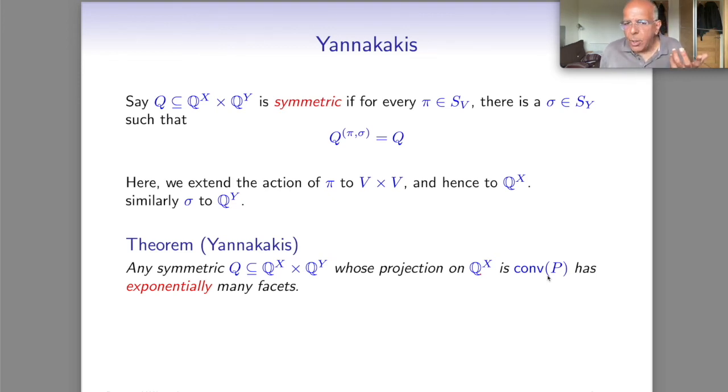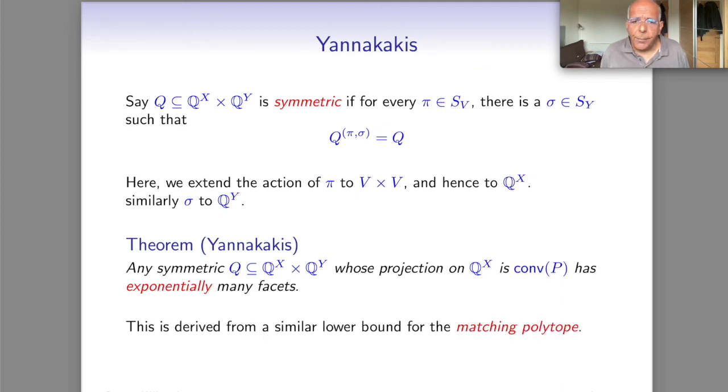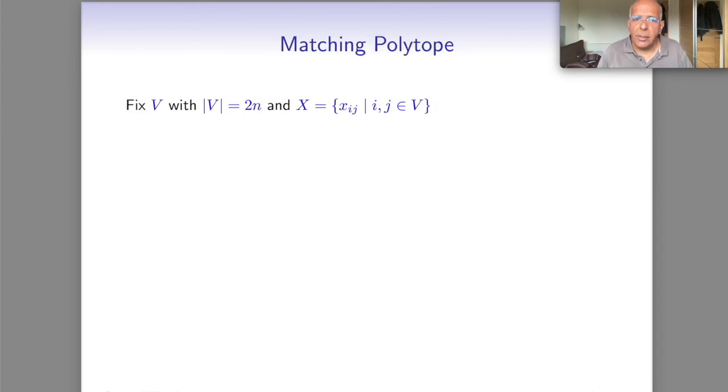As I said, we have no explicit description of the facets of conv P or of anything which projects down to it, but we do get an exponential lower bound. And it's worth noting that Yannakakis gets this lower bound from an exponential lower bound for the matching polytope, which is a polytope for which we do have a very explicit description. So what is a matching polytope?